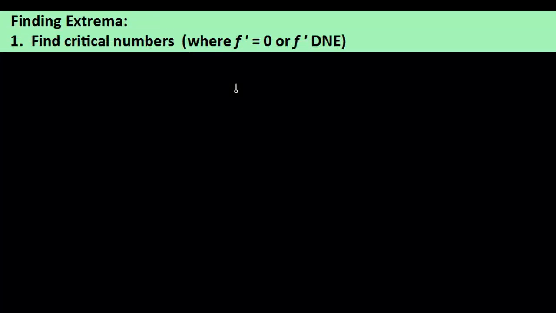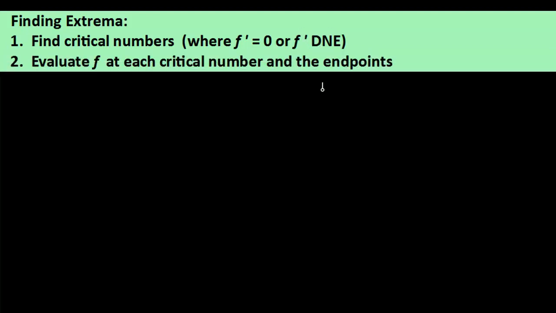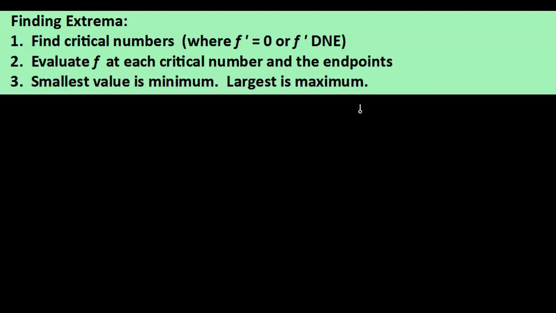So a process for finding extrema. First, find the critical numbers by setting the derivative equal to 0. Also, look for places where the derivative fails to exist. Then evaluate the function, not the derivative, the function at each critical number and the endpoints, because again, extrema can exist on endpoints. The smallest value is the minimum, the largest value is the maximum.